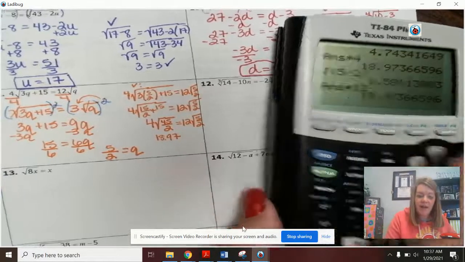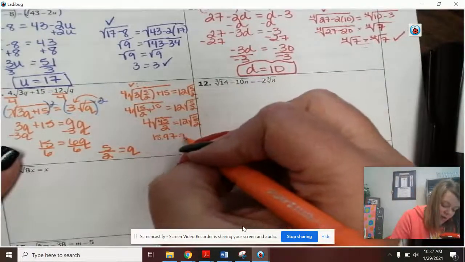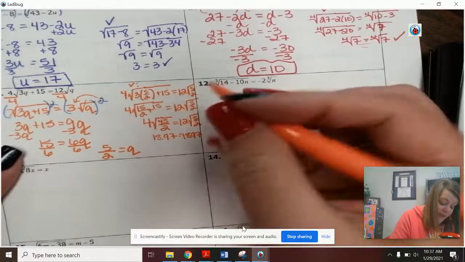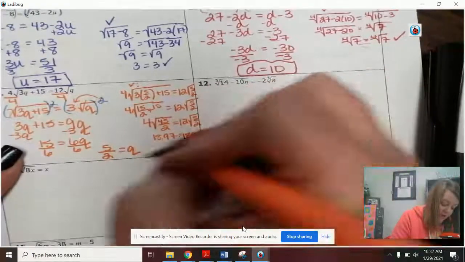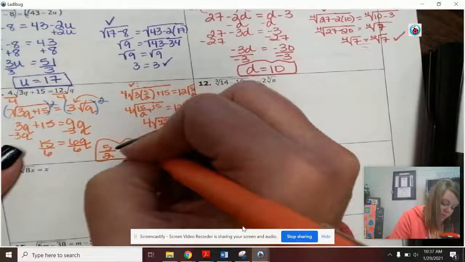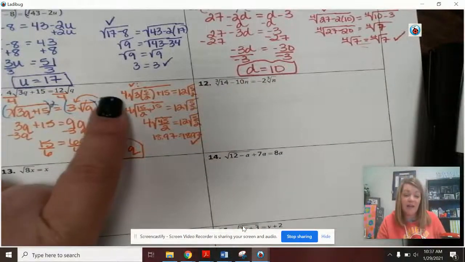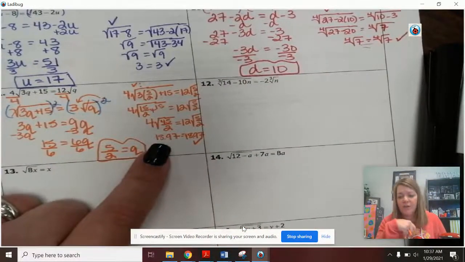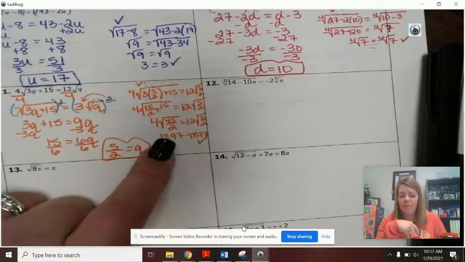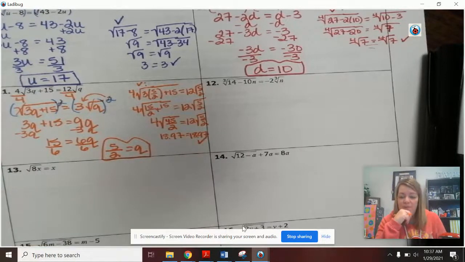18.97. Okay, I got it. It's the same thing on both sides. So I just wanted to do that because I wanted to point out to you guys that if you do get one where you're supposed to check it and it does get kind of ugly to check it, just use your calculator. You can tell if you get the same number on both sides when you go to simplify it. I'm okay with that, all right?